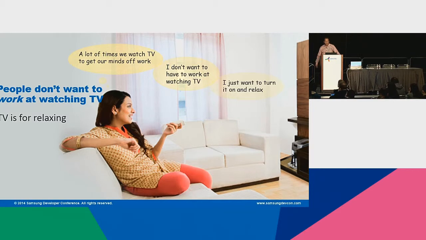It's also important to remember that TV is a leisure activity. Since TV is for relaxation, interacting with it needs to be obvious, not something you have to work at. Working at TV is sort of like an oxymoron. The quotes shown here are typical of what people have said during our research and our lab studies when we've talked to them about how they use TV. So these are examples of that. One of them is: a lot of times we watch TV to get our minds off work. I don't want to have to work at watching TV. I just want to turn it on and relax. So that's the mindset that people are in when they're encountering TV and using it.